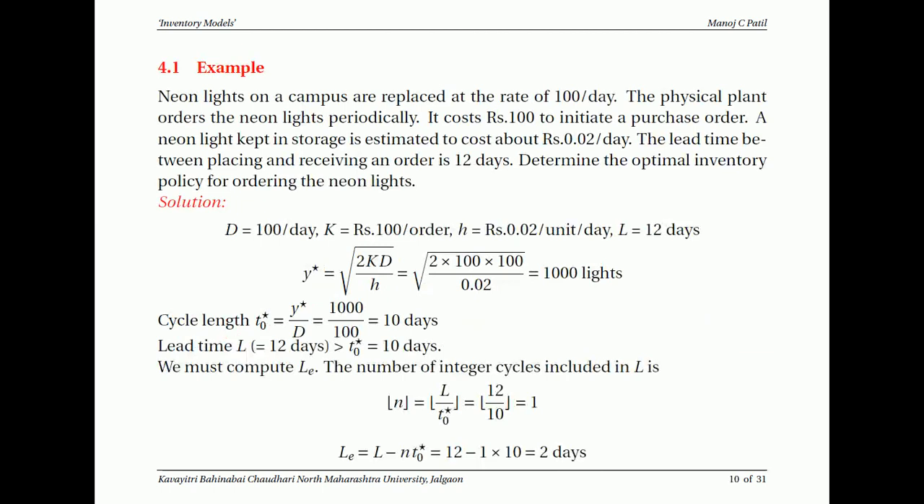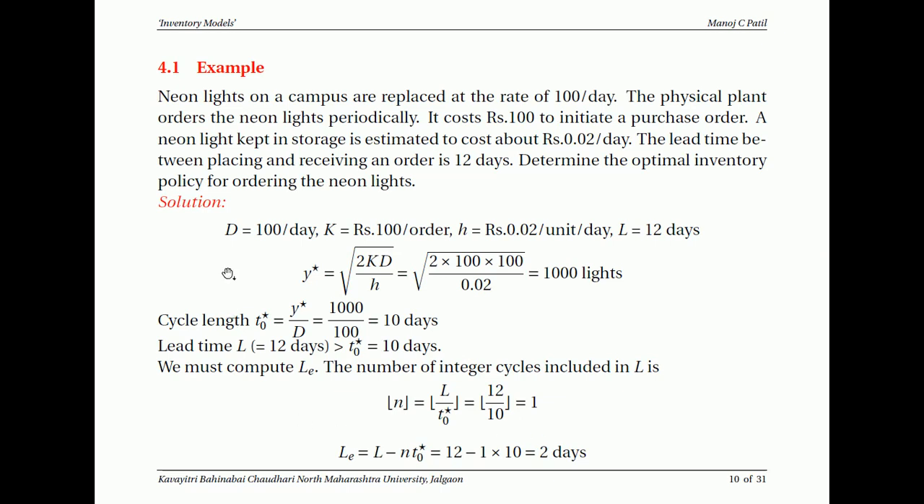Let's take an example of neon lights on a campus that are used at a rate of 100 per day. So D is equal to 100 per day. The electric plant orders the neon lights periodically. It costs rupees 100 to initiate the purchase order, so K is equal to 100 per order. Neon lights kept in storage have an estimated holding cost of 0.02 rupees per day per unit. The lead time between placing and receiving an order is 12 days. Very good. So L is equal to 12 days.